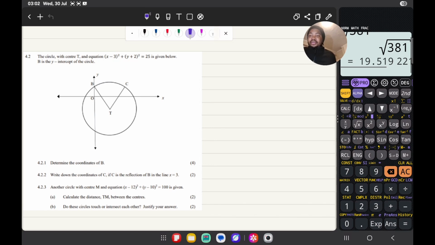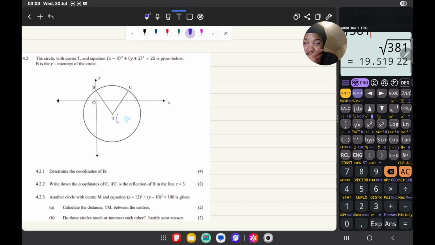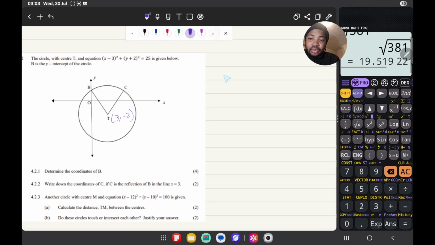You have a circle there. So the circle with the center T is given below, and B is the y-intercept of the circle. Cool. So from here, you already know that T is going to be 3 and minus 2. But they want you to determine the B coordinate. B, which is the y-intercept. Y-intercept, x equals 0.